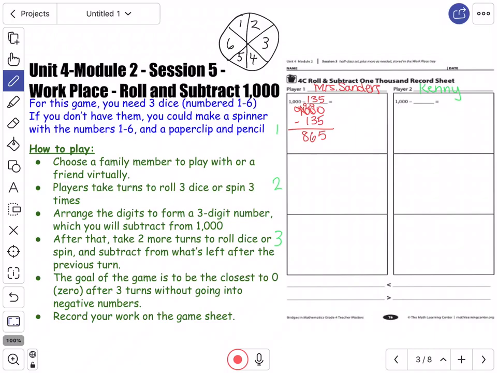So now I'm gonna go ahead and roll my dice for Kenny, sorry. He has a 5, he has a 6, and he has a 2. So I'm gonna pretend that he's gonna go 256.